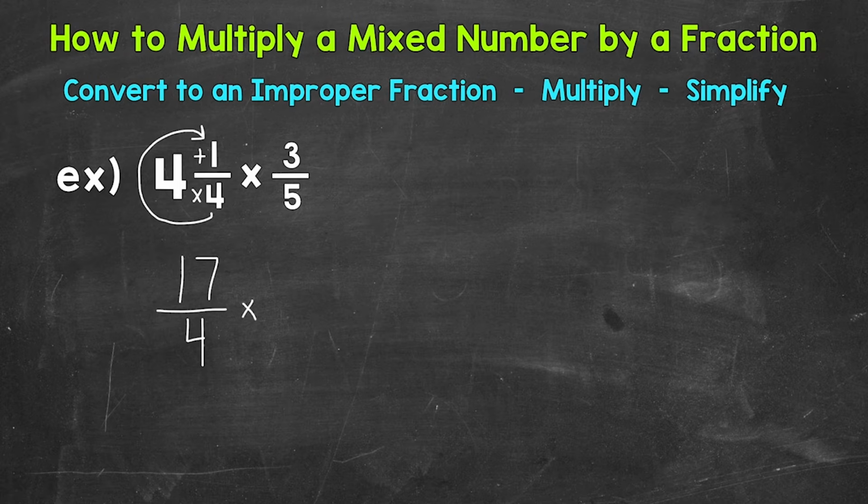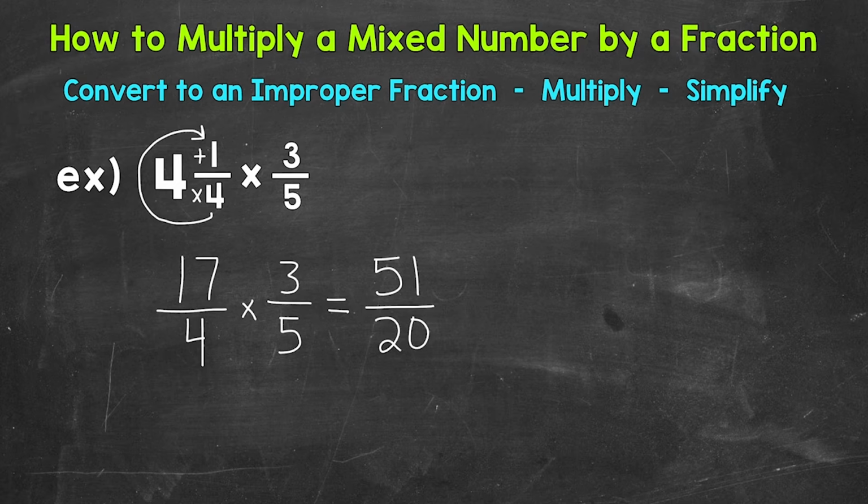Bring down our multiplication sign, and then our fraction. At this point, we are ready to multiply, and we multiply straight across when we multiply fractions. So the numerator times numerator, and then denominator times denominator. Let's start with the numerators, the top numbers. So 17 times 3, that gives us 51. Our denominators, the bottom numbers, we have 4 times 5, which gives us 20. So we get to 51/20ths, and that's our final answer as an improper fraction.